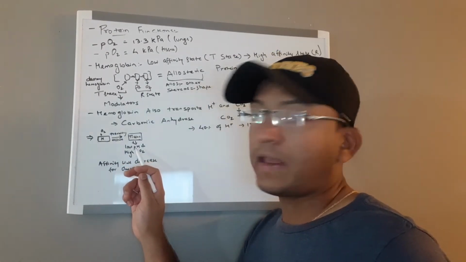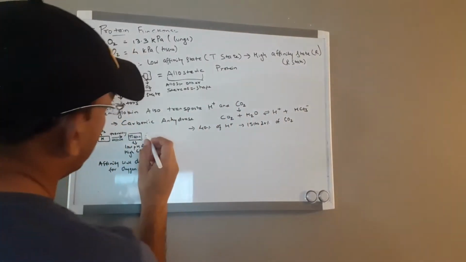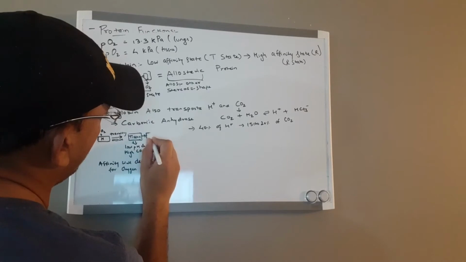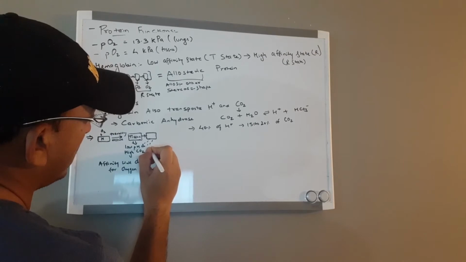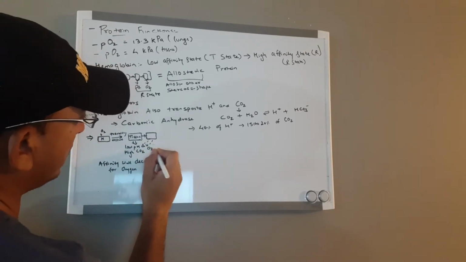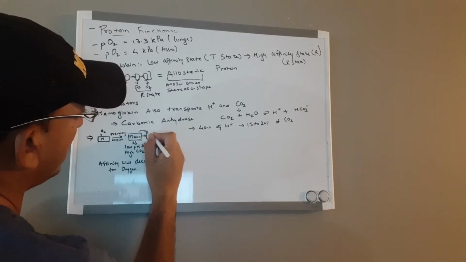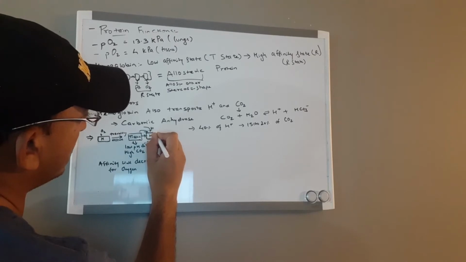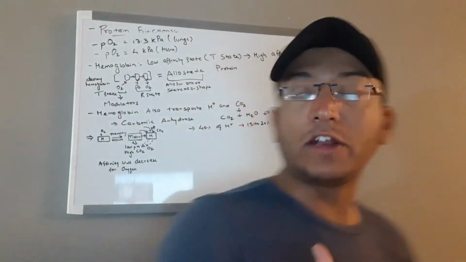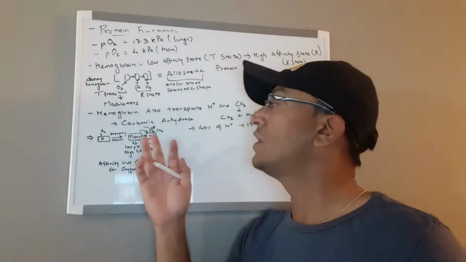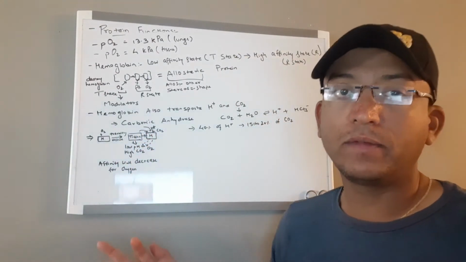So how will it decrease? As this H plus, this proton, comes here, hemoglobin will release oxygen, and it attaches H plus and CO2. So the affinity decreases for oxygen, so it will release oxygen in the tissues, and the H plus and the CO2 will bind, right?